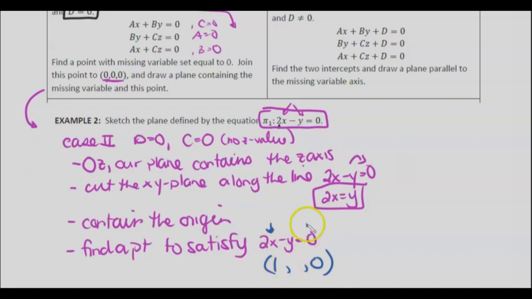Okay, so these two equations are the same, so I'm actually just going to plug it into here. So 2 times 1 equals y. So we have 2 equals y. So our point is going to be 1, 2, 0.